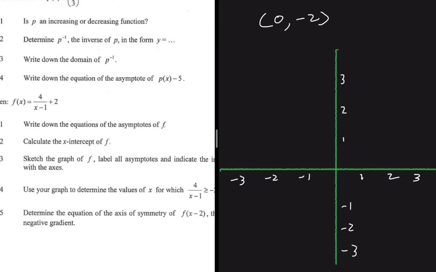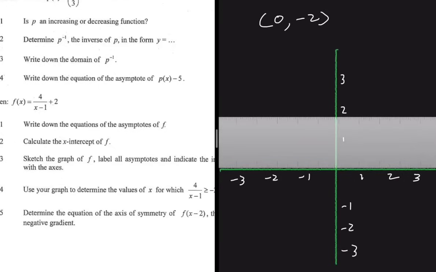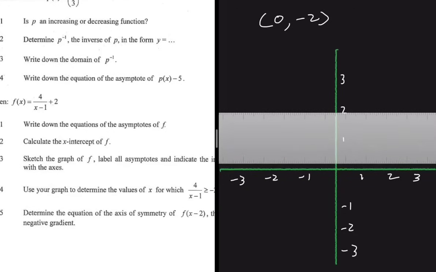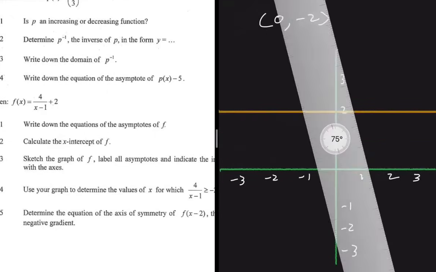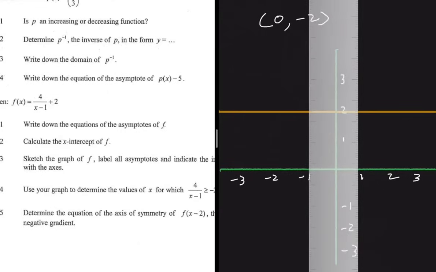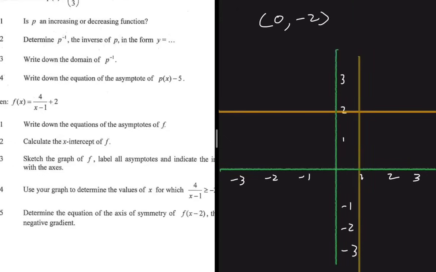So let's go ahead and put our asymptotes in our graph, right? We have a horizontal asymptote at y equals 2. So let's go ahead and have that there. So there goes our horizontal asymptote. And then our vertical asymptote is at x equals 1, right? So let's do likewise. There goes our vertical asymptote, right?